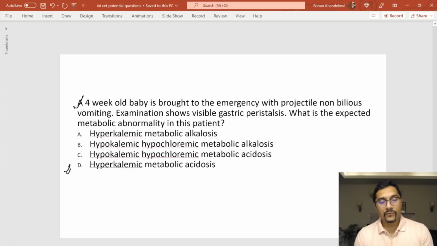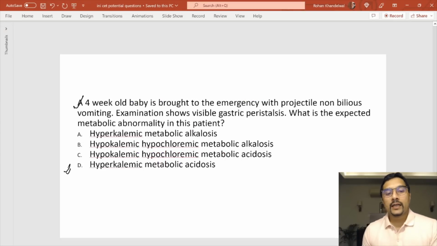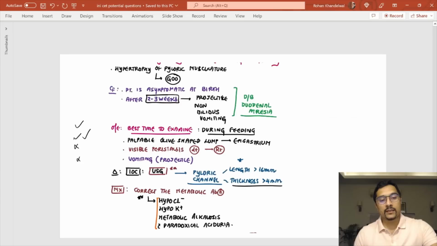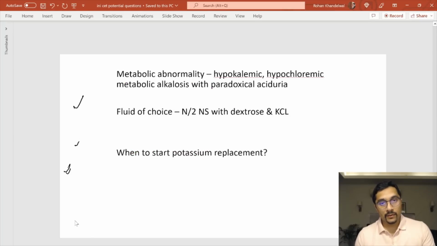Another very important topic is idiopathic hypertrophic pyloric stenosis, and usually you will have the firstborn male child, and the typical metabolic abnormality which you get is hypokalemic, hypochloremic metabolic alkalosis with paradoxical aciduria. So you will see a visible peristalsis from left to right. There will be a palpable olive-shaped swelling. The diagnosis is using an ultrasound, which is diagnostic. The thickness is more than 4 millimeters. Length is more than 16 millimeters.